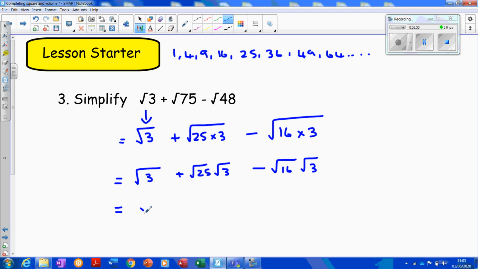So I've got root 3. Then I've got square root of 25 is 5, so I've got plus 5 root 3's. And then I want to take away 4 root 3's. Okay, so if we do a wee bit of collecting like terms, they're all root 3's, so I can collect them all. So one of them plus 5 of them is 6 root 3's, and I want to take away 4 of them, leaves me with 2 root 3.